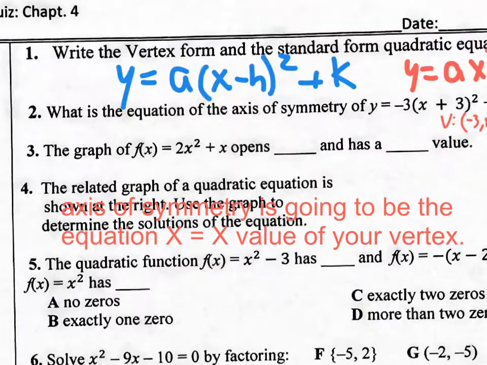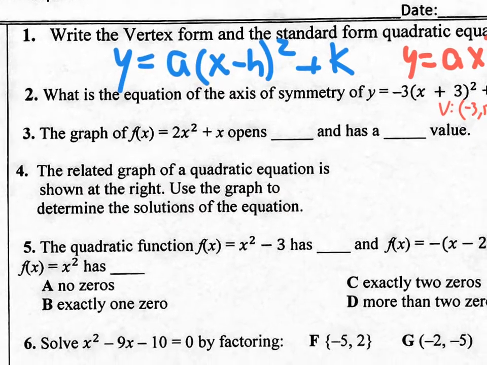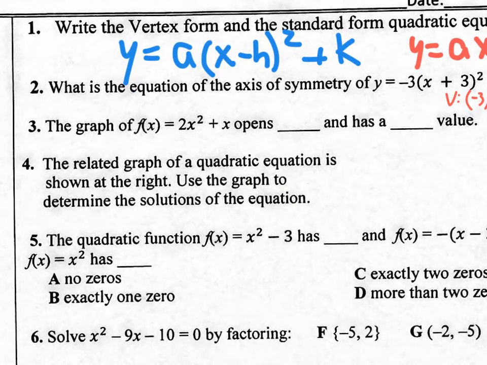Let's move on. Number 3 on your test tomorrow is going to be exactly this question. The graph of f of x equals 2x squared plus x opens blank and has a blank value. Okay, so what do I mean by that? Does it open up or does it open down? Well, the a value is positive, so that must mean that it opens up. Okay, if this were a -2, then it would open down.